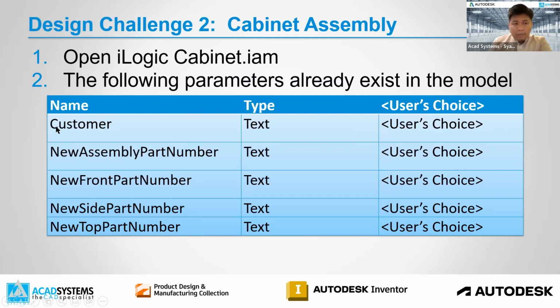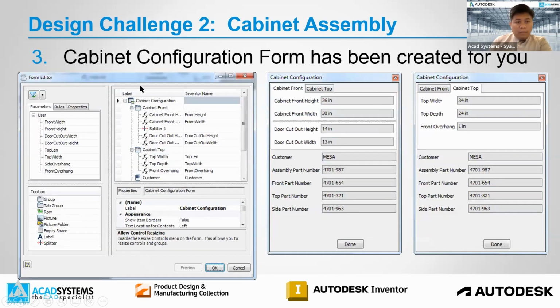In this case, I want to make it a customer first, because for this customer, later when I click save copy, it will create a new folder for this customer name. And then the assembly name, the assembly part number, new part number, and for the front door, side area, and top area, part number. So this will be the result that later we will do something like this.